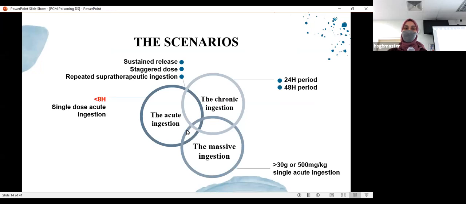So the scenarios: patients may come with acute ingestion, whereby they present to you less than 8 hours post-ingestion. They can come to you with massive ingestion, in which they ingest more than 30 grams or more than 500 milligrams per kg. They can come with chronic ingestion within a 24-hour or 48-hour period. They can take in sustained release PCM, staggered doses of PCM, or they can also take in repeated supratherapeutic ingestion.